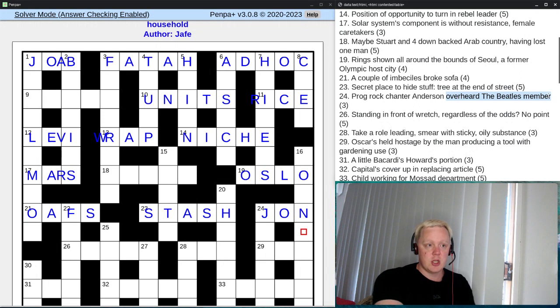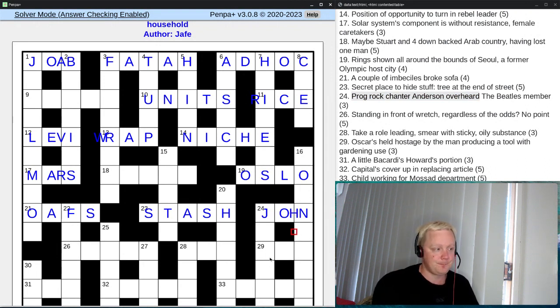Overheard, John, John. This could be the wordplay. But if we had a 4-letter answer, this could be the wordplay: prog rock chanter Anderson overheard. That's completely valid. And that would give us a 4-letter answer with an H. So that is another answer. And we put the H in the middle there.